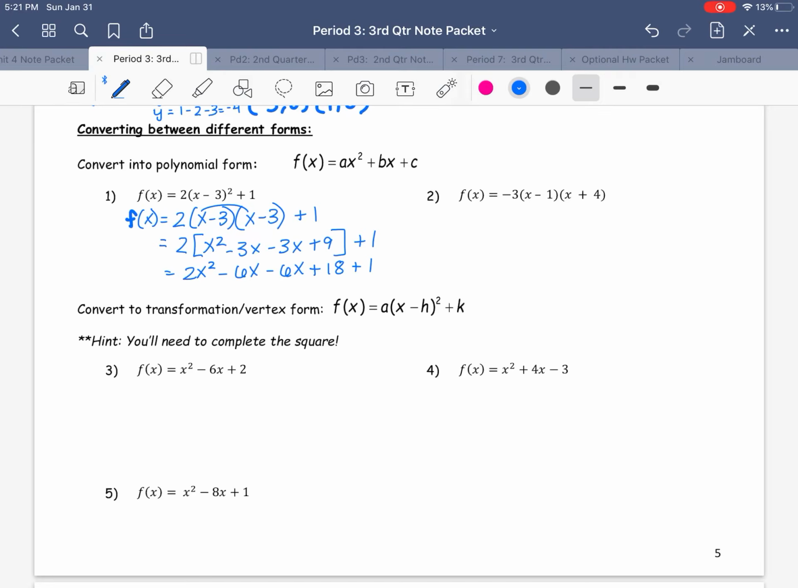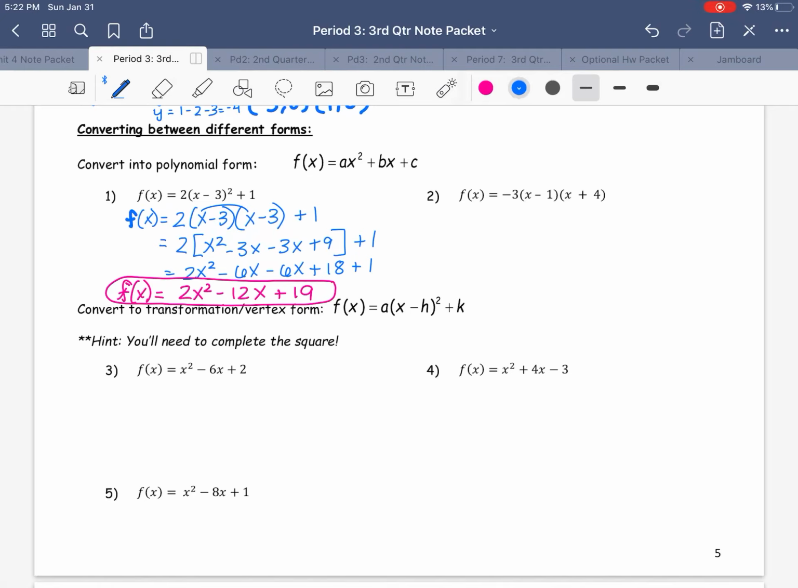So my final answer would look like y equals, or f of x equals, either way is okay to write. F of x equals 2x squared. These guys are like terms, so negative 12x. And then on the end, plus 19. Okay, and that would be in polynomial form.